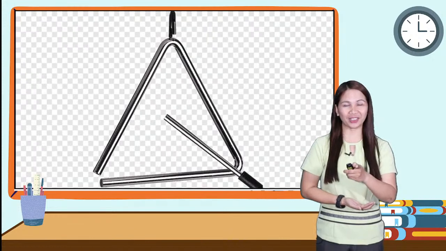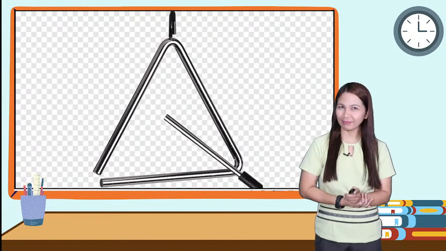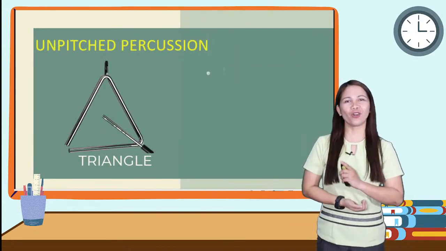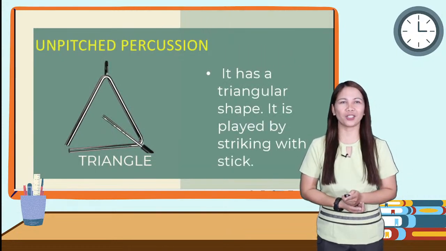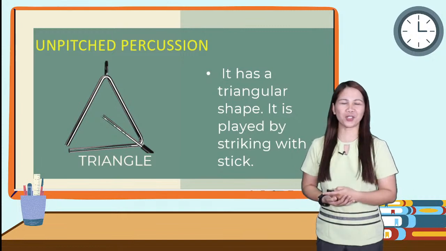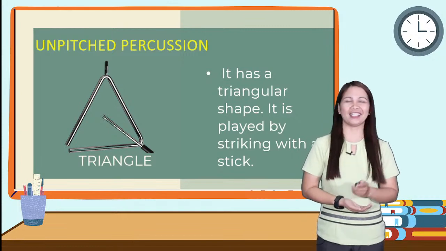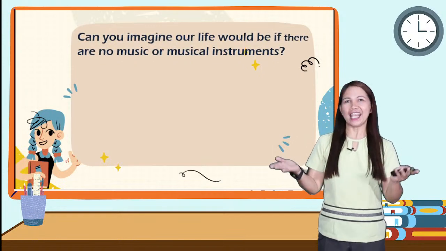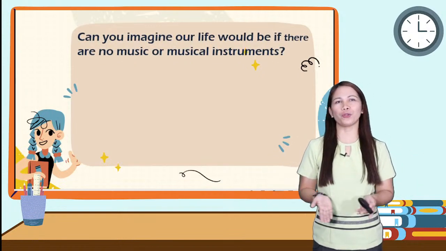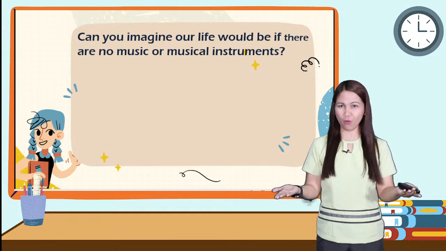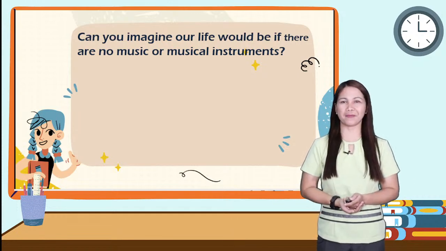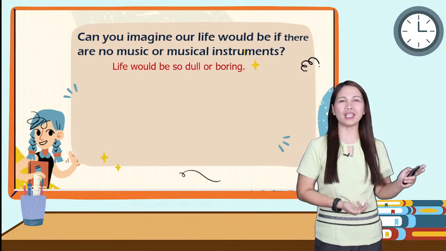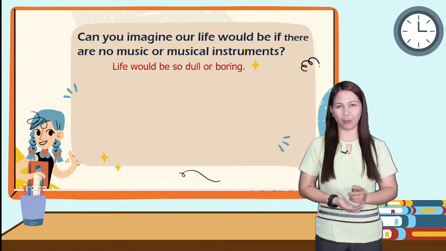And for the last one, we have the triangle. It has a triangular shape. It is played by striking with a stick. So, class, can you imagine what our life would be if there were no music or musical instruments? Definitely, our life would be a bit dull or boring, right?